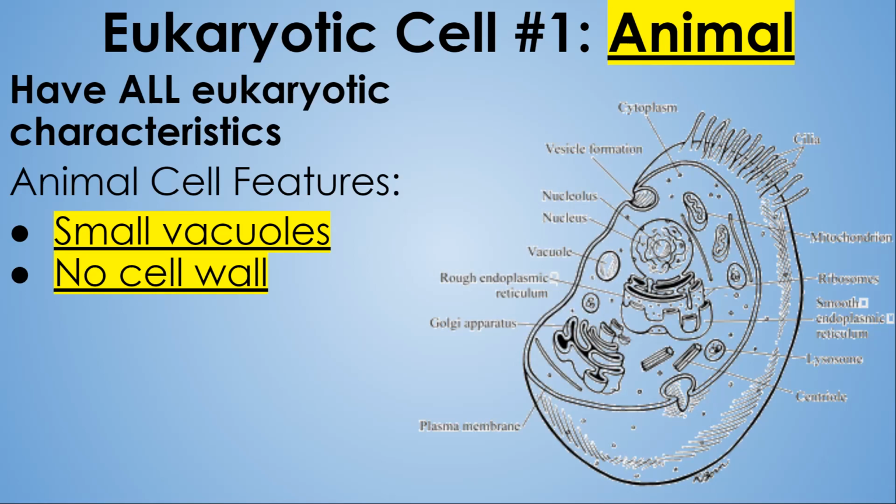They have no cell wall, and this is another difference between animals and plants. Plant cells will have a cell wall, but animal cells do not have a cell wall. They do not have chloroplasts. Animal cells cannot do photosynthesis, and so they do not have chloroplasts. Another difference between animals and plant cells.